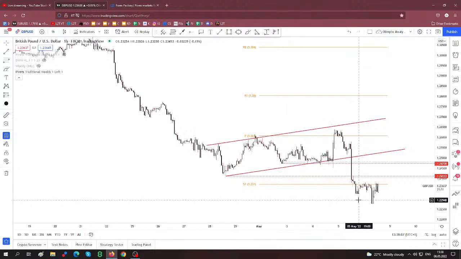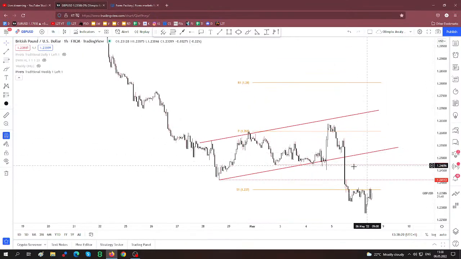So British pound, US dollar. We had here something like a flag, like an up channel, as a potential downside continuation pattern, but unfortunately it has failed here, maybe to retest the broken uptrend line before resuming its growth.